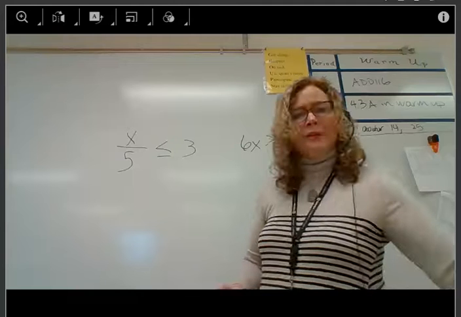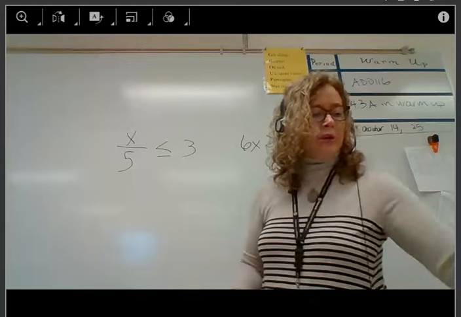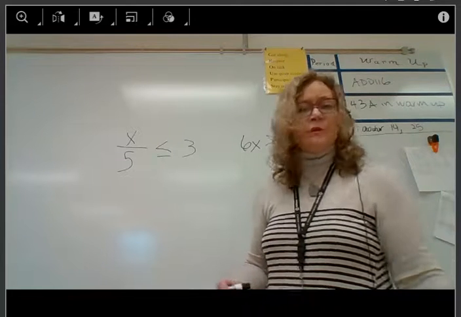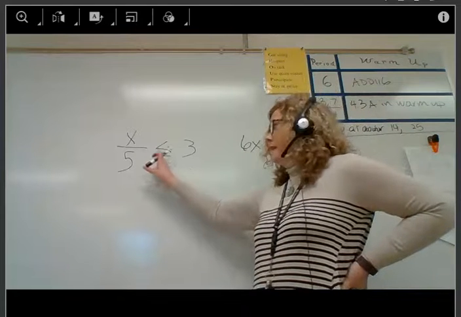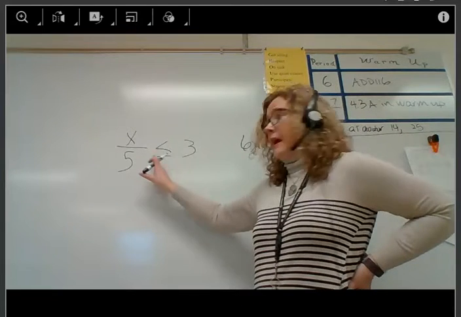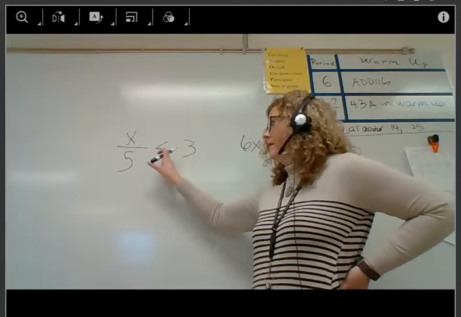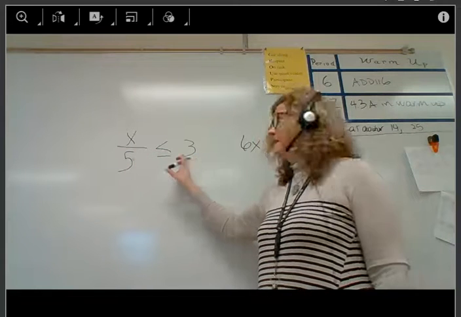Okay, today we're going to be talking about inequalities and how you solve inequalities when you're doing multiplication and division. So my very first inequality, this is less than or equal to, is x divided by 5 is less than or equal to 3. And I want to solve for just x.